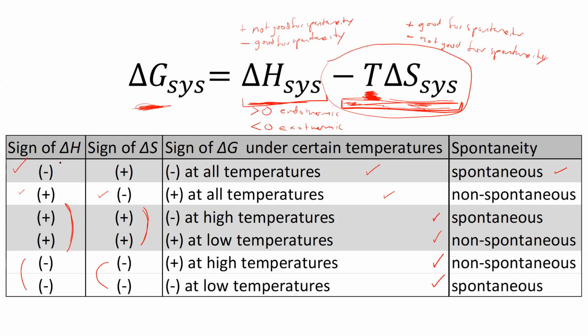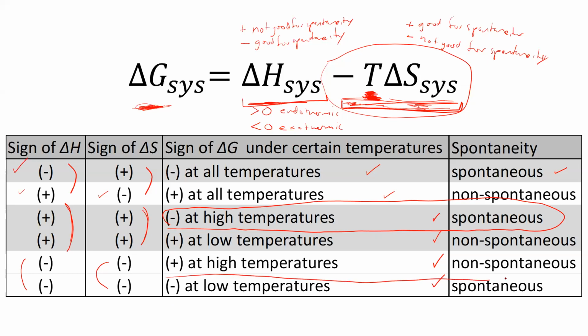Because under the first two circumstances, where delta H and delta S have opposite signs, it will be always spontaneous, or never spontaneous, or spontaneous at all temperatures, or spontaneous at no temperatures. But if they're the same sign, and they're both positive, then you're going to have a delta G at high temperatures that will be negative. That's an important one here. If they're the same sign and they're both negative, then the delta G at low temperatures will be spontaneous.